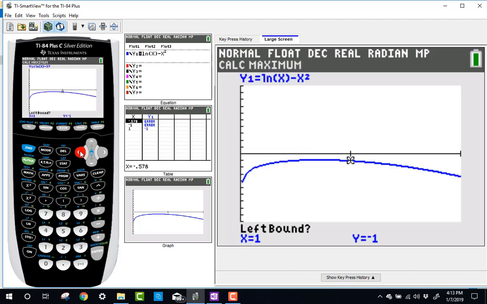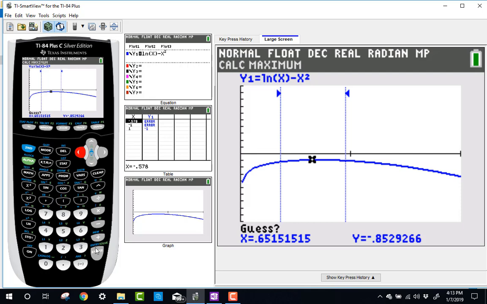It's going to ask me for a left bound, so I'm going to scroll over to the left side. I know I'm on the upside there. Then it asks for a right bound, so I'm watching my y values to see when they start going down again. It looks like right about there. And this time I'm actually going to take a guess. Normally I wouldn't do this, but I'm thinking the estimate is somewhere in there. And there we go. Looks like we have a maximum at x equals 0.707 and y equals negative 0.846.